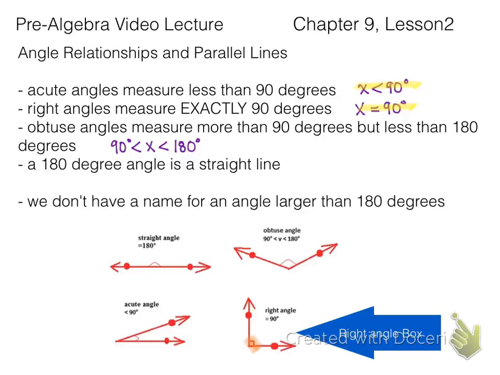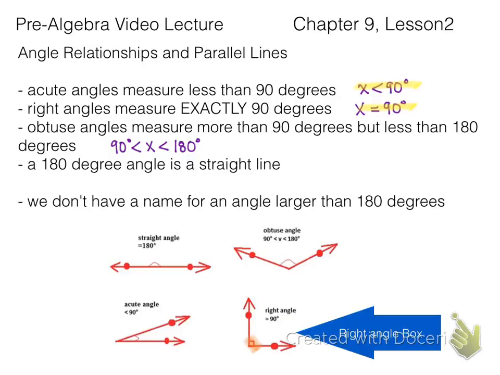They're somewhere in between. They can't actually equal 180, because you can have a decimal degree, so I'm not going to write that. I'm just going to leave it as it is. All right, so a 180-degree angle is a straight line, and we don't have a name for an angle larger than 180 degrees.